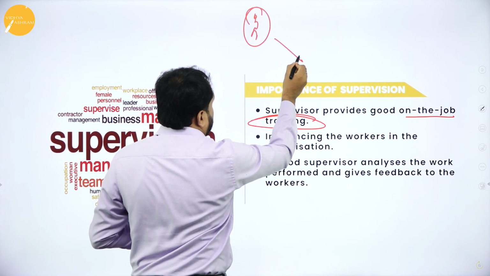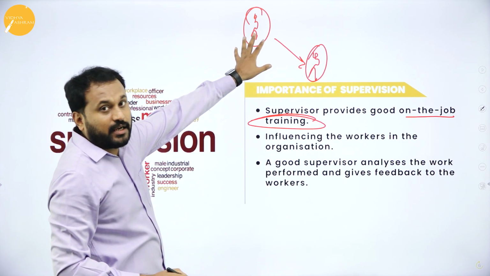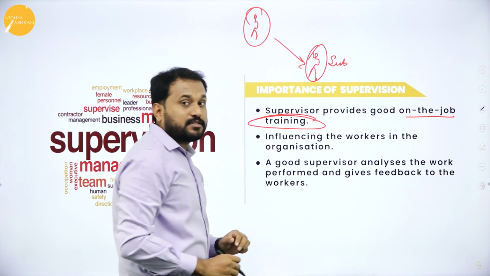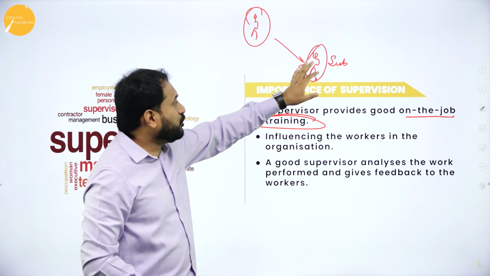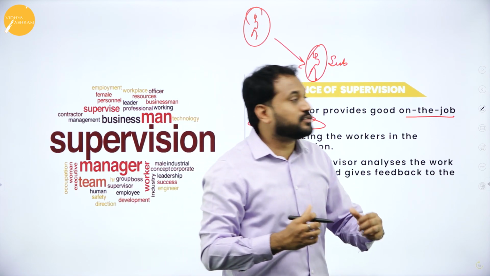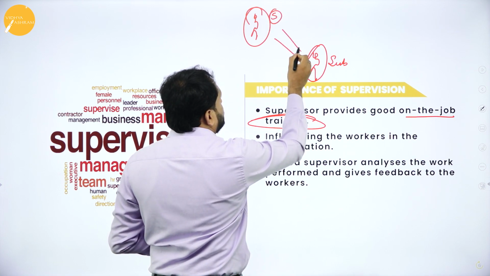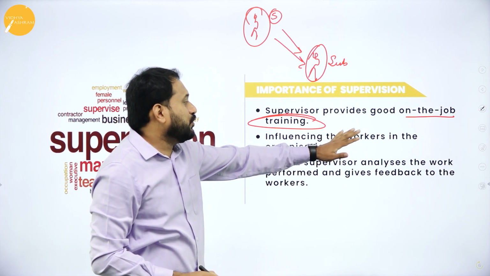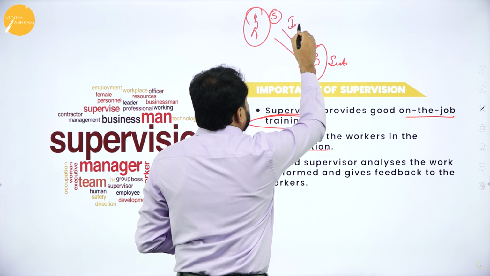Now he is the superior and here you have the subordinate, right? Now the subordinate, when he is performing any work, needs to use the resources optimally, that is, optimum utilization of resources. Now whose responsibility is it? It is the responsibility of the superior who is supervising the subordinate. Now here what happens is influencing the workers in the organization. He will influence. What will he do?